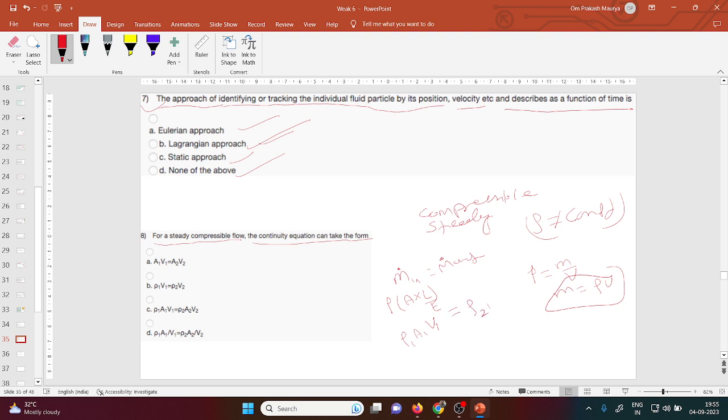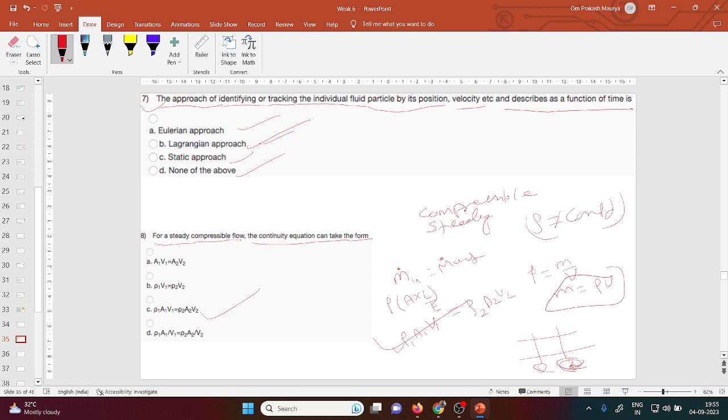And similarly the rho 2 a2 v2. If your fluid is incompressible, then the density will be the same at both section 1 and section 2. Here is the compressible case, so the density will not be similar at both the sections. So that's why this equation is correct, so option C is correct.